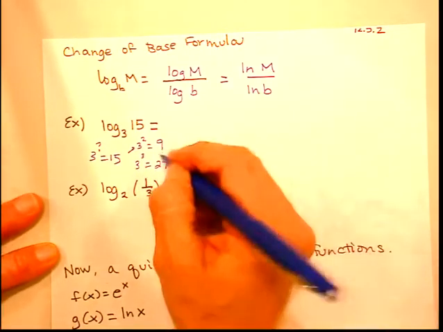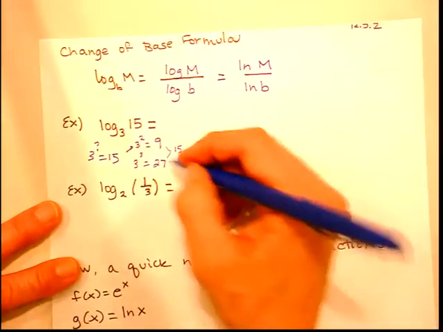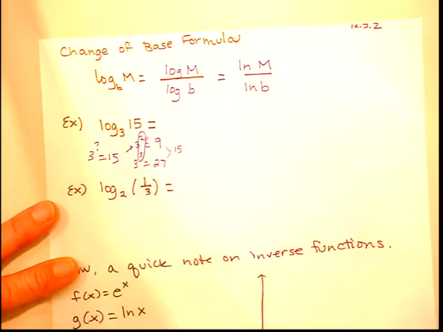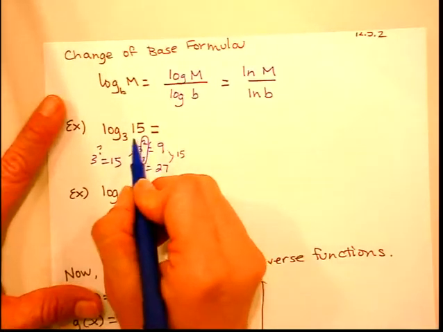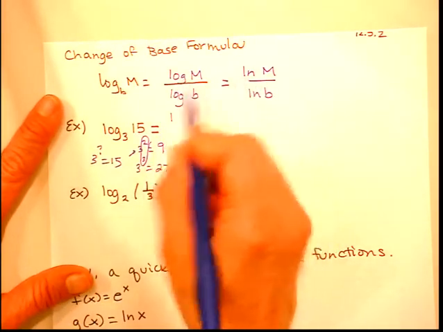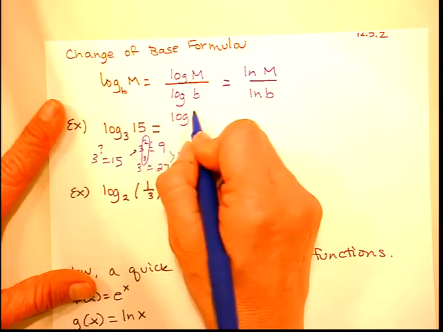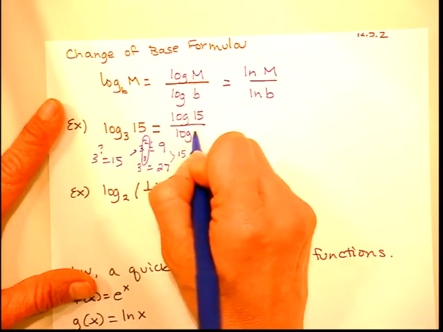27, right? Okay, so since 15 falls right between those two, I'll expect my logarithm to be between 2 and 3. Okay, so just so we have an idea. So now, the way we do it is you have to pick either common or natural log, doesn't matter. But I'll do log of the argument, so log of 15 divided by the log of 3.